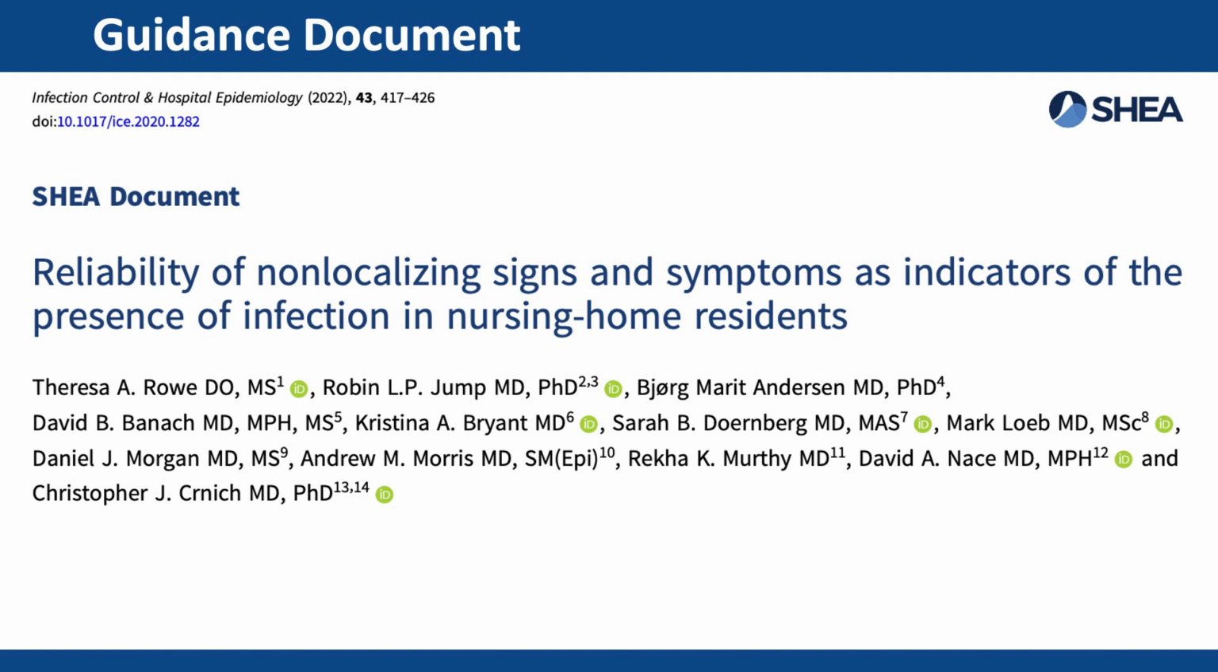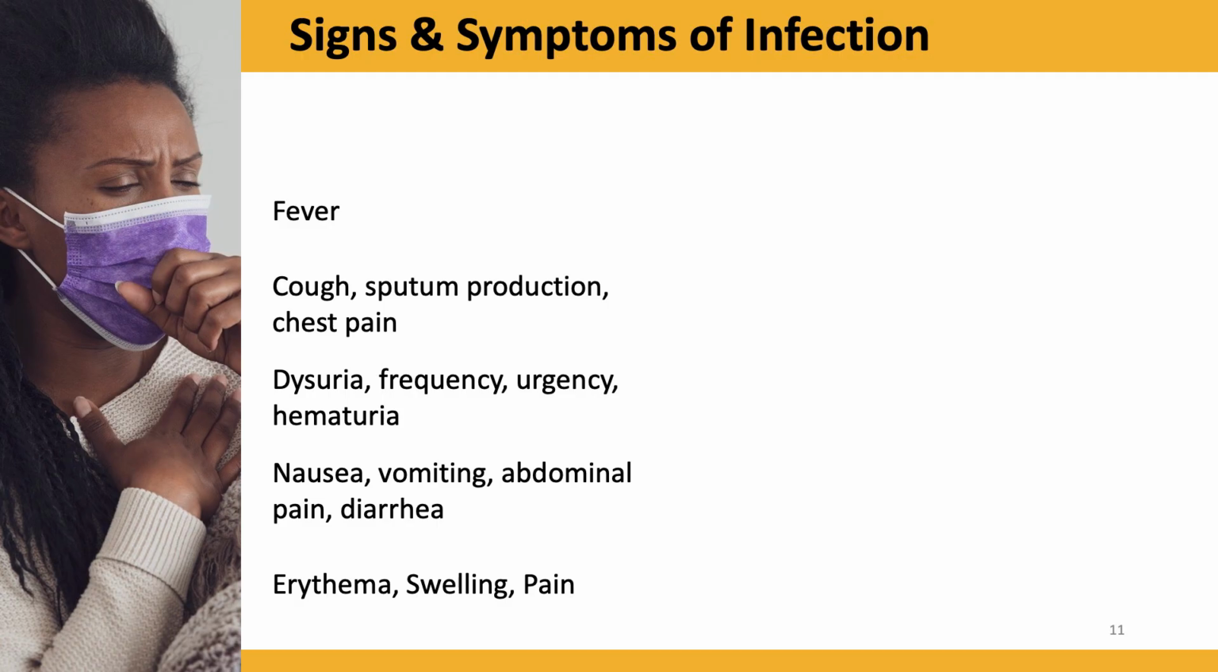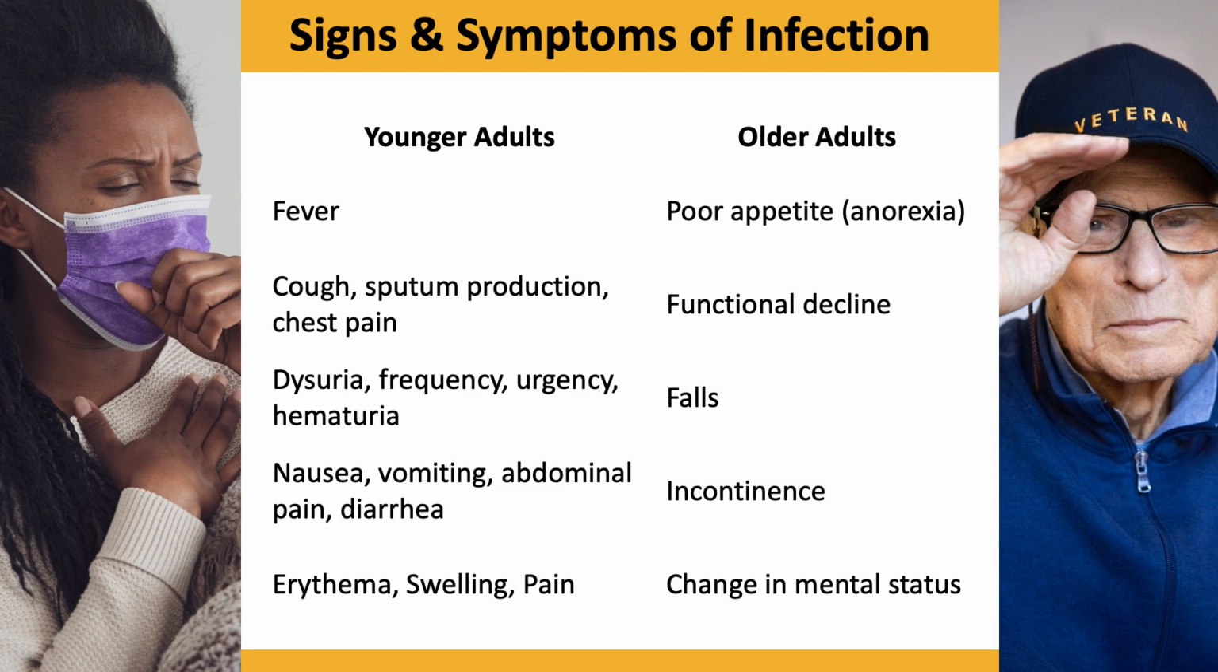But let's talk about non-localizing signs and symptoms. So, when someone is sick, they have a fever a lot of the time. They may have, for respiratory infections, cough, sputum production, chest pain. They may have, for UTI-type issues, dysuria, frequency, urgency, hematuria; GI: nausea, vomiting, pain, diarrhea; and for skin problems or joint problems, erythema, swelling, pain. These are all localizing. Except for fever, they point to a specific organ system. But we also have this idea that for older adults, there are other things that can signify that someone might be sick.